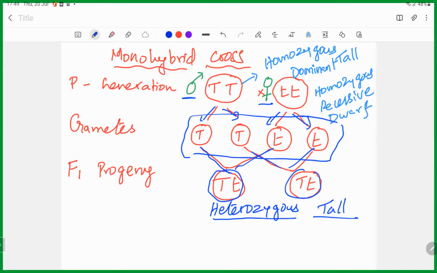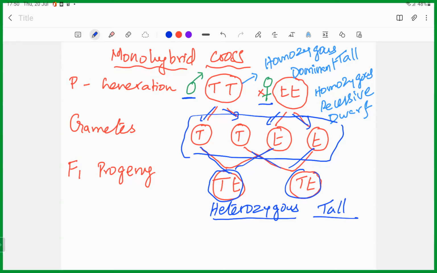One is tall and one is short, but since the tall gene capital T is present, you can see the plant as a tall plant only. But what you cannot see here is the dwarf. When a homozygous tall plant is crossed with a homozygous dwarf plant, how will the progeny be? All will be tall. In this condition, all will be tall.